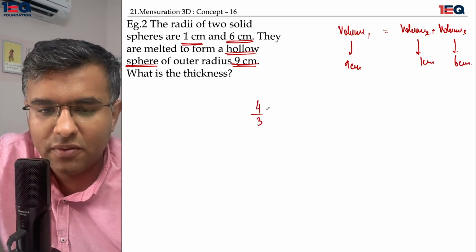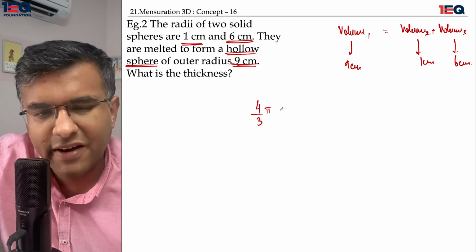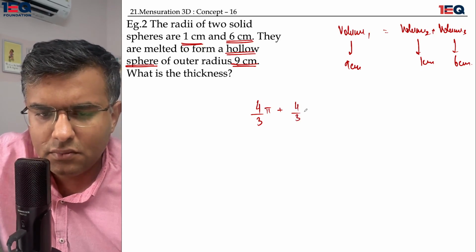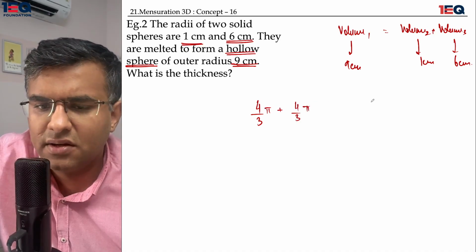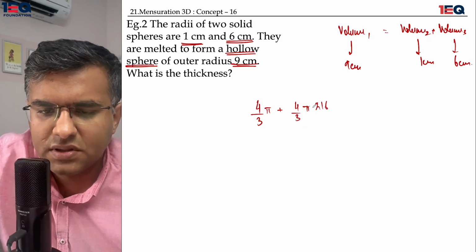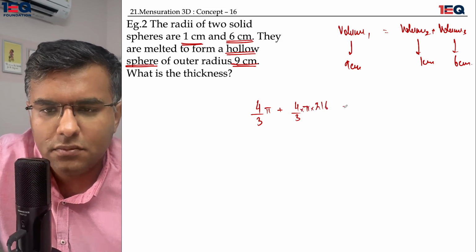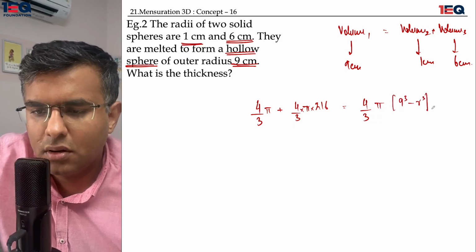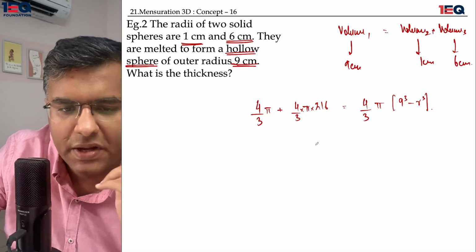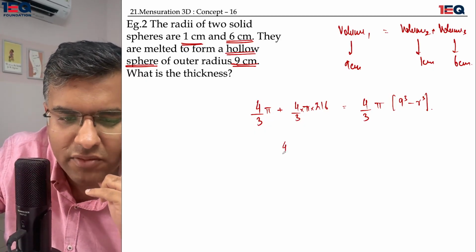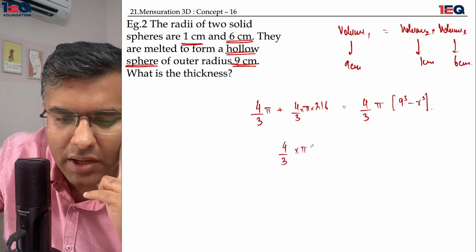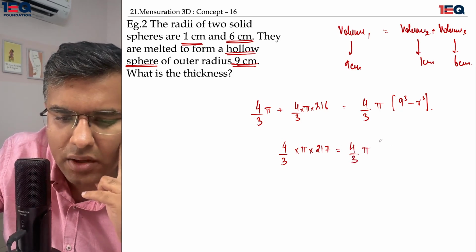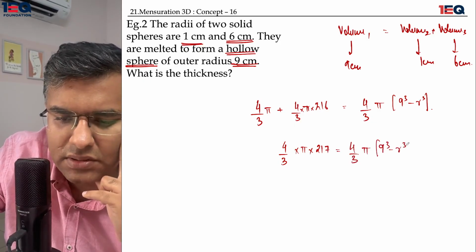So I'll first find out volume 2 and volume 3, 4 by 3 pi r cube. 1 cube is 1, so I'm not writing it. This is another 6 cube, which is 216. Okay, so they would get added up. This is equal to 4 by 3 pi, capital R cube, which is 9 cube, minus small r cube, right? So once this gets added up, I would have 4 by 3 into pi into 217 being equal to 4 by 3 into pi being multiplied by 9 cube minus r cube.